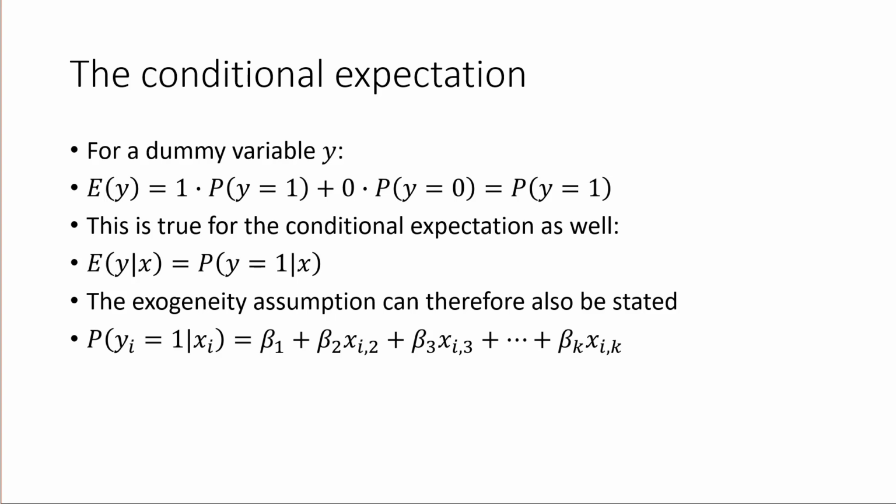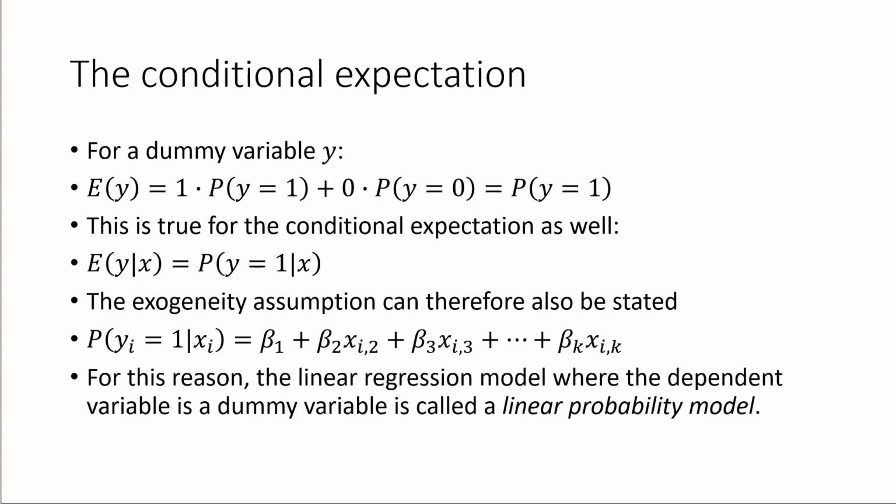This only works if you have a dummy variable as your dependent variable, because it's only in that case that the expected value of y is the same as the probability that y is equal to 1. So as you can see, we have now specified that the probability is a linear function in the x's, and that's the reason it's called the linear probability model. So if you have a linear regression model and your dependent variable is a dummy variable, then you can call it a linear probability model.